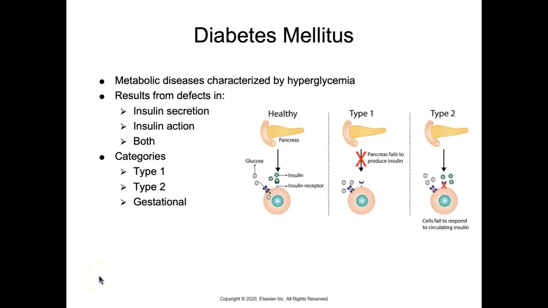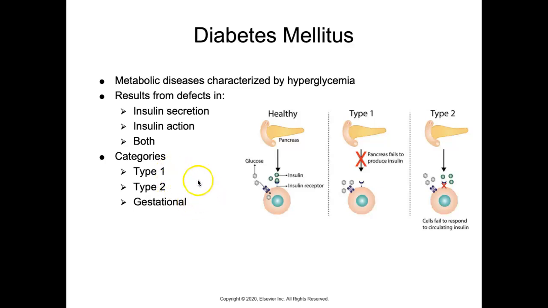Hello again and welcome to our video lecture on diabetes mellitus, where we're seeing alterations of the pancreas. So we know that diabetes mellitus is a metabolic disease characterized by hyperglycemia, and we have defects in either insulin secretion, insulin action, or both taking place at the same time. We classify them as type 1, type 2, or gestational.